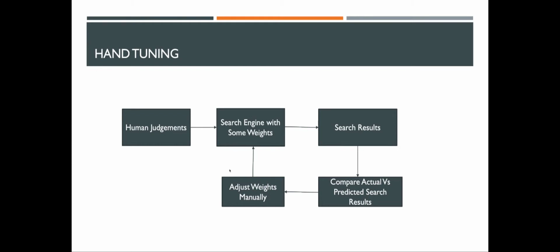Then you compare your actual results with what is predicted from your search engine, and if they are away from the actual results, then you again adjust the weights and continue the process. You continue this whole process until you minimize the error between the human judgments and the results predicted by your search engine.